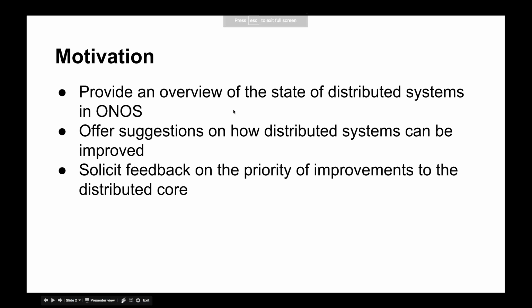So yeah, the motivation is to provide an overview of the state of distributed systems in ONOS, offer suggestions of how they can be improved, and solicit feedback on how these things should be prioritized, what should be thrown out, what we should be focusing on, things like that, what people are interested in.